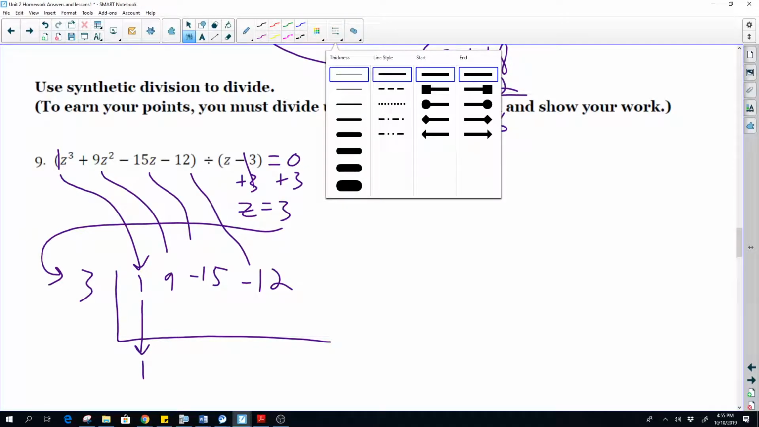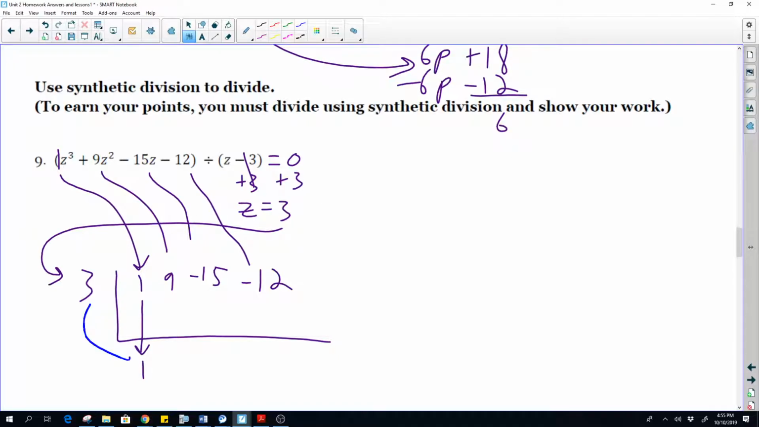And then next, you're going to take 3, and you're going to times it. So 3 times 1 is 3. Then you're just going to combine them together, 9 and 3. 9 and 3 is 12. Then you're going to take that 3, and you're going to go ahead and times it with the 12. And 3 times 12 is 36. And then 36 with a -15 is 21.